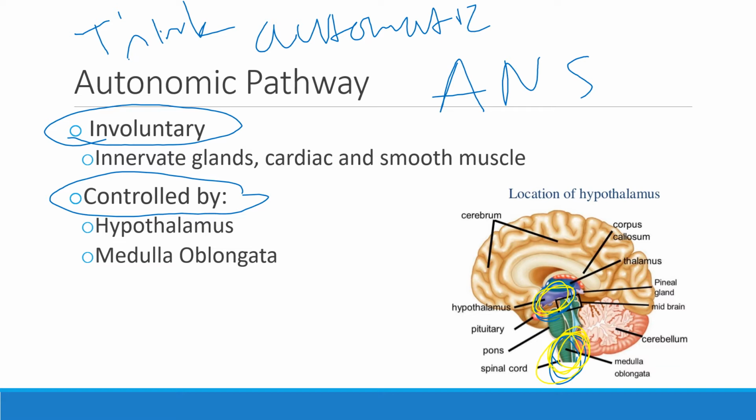So that's very important. There are two types of autonomic nerves. Of course, we've already talked about this. What two types are there? Well, there's the sympathetic and parasympathetic.